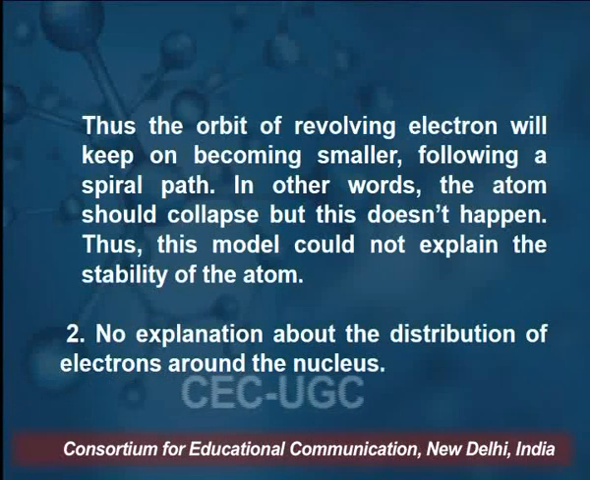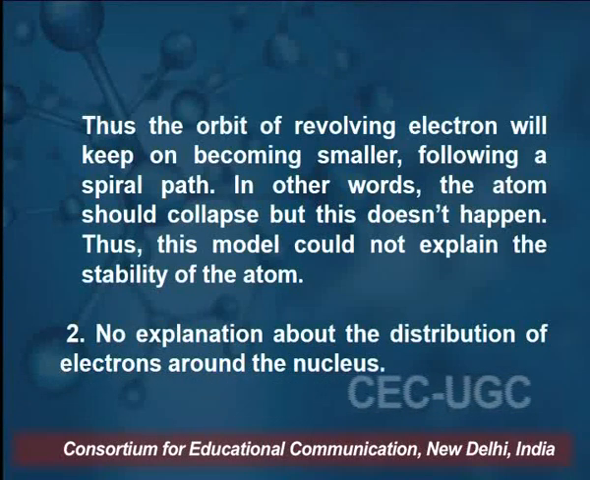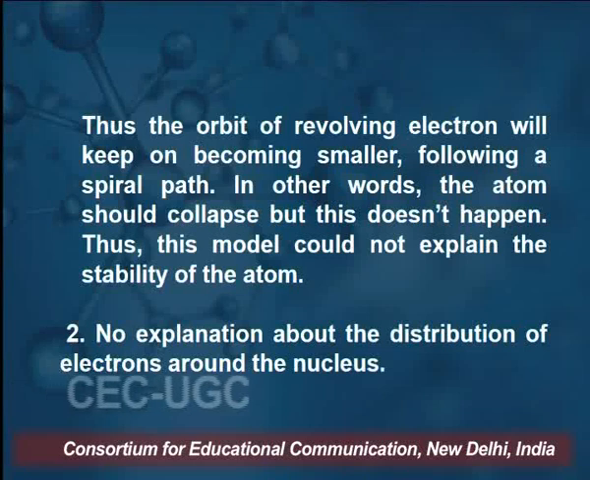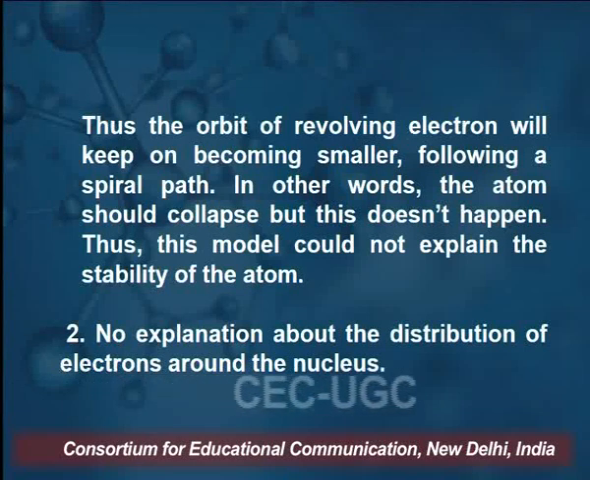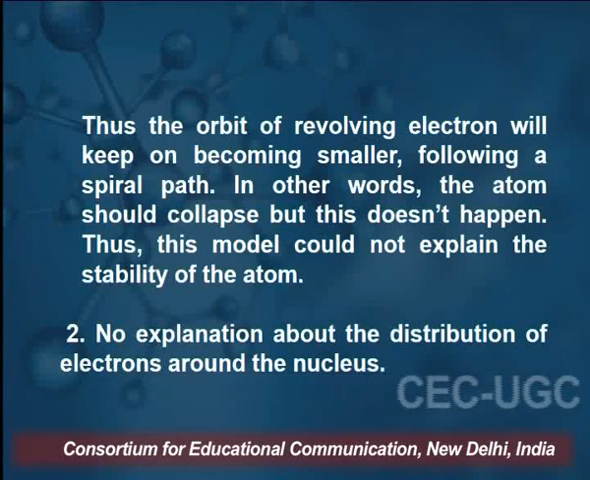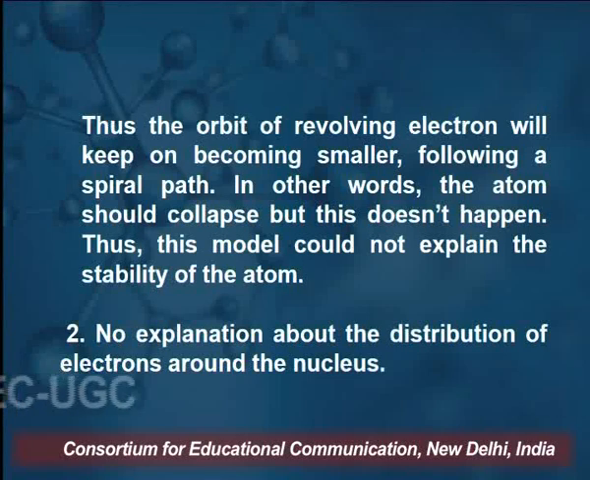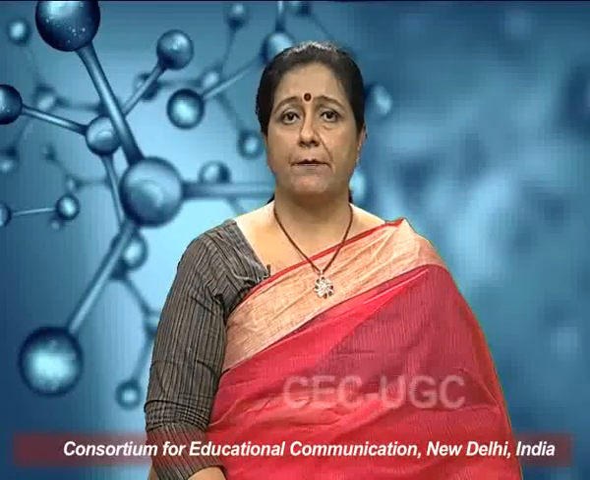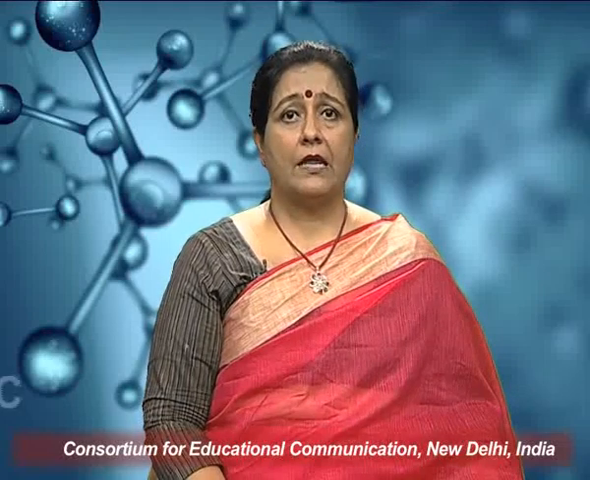In other words, the atom should collapse. But this does not happen, and the atom is stable. Thus, this Rutherford model could not explain the stability of the atom. Also, no explanation about the distribution of electrons around the nucleus was given by this model. Then, Bohr in 1913 gave the Bohr's model.